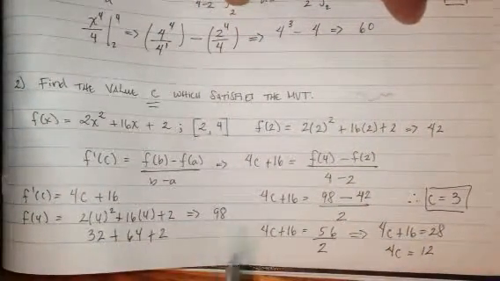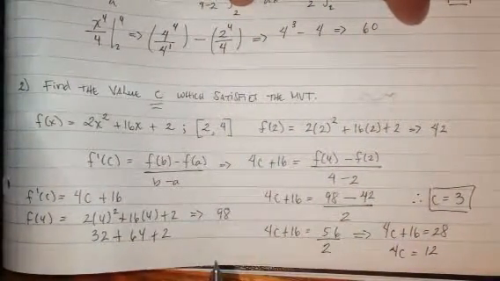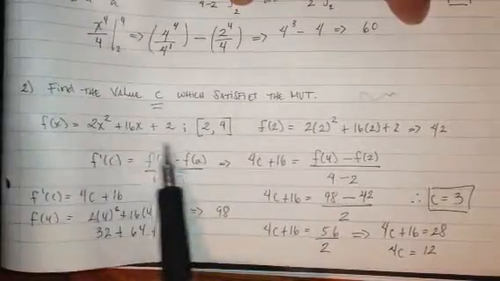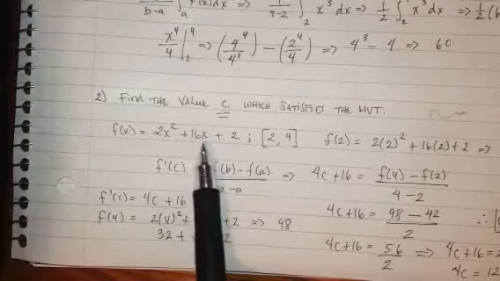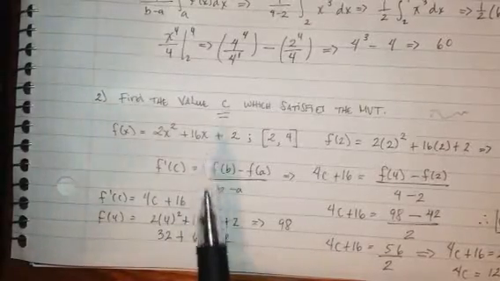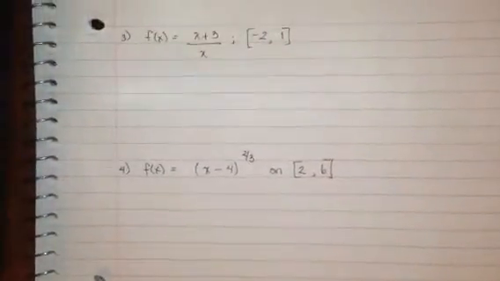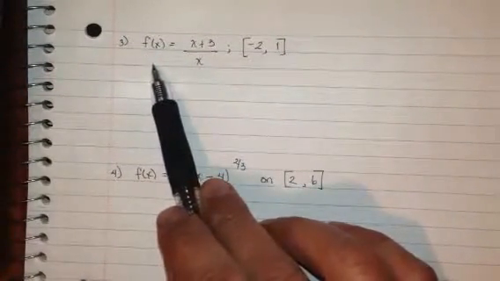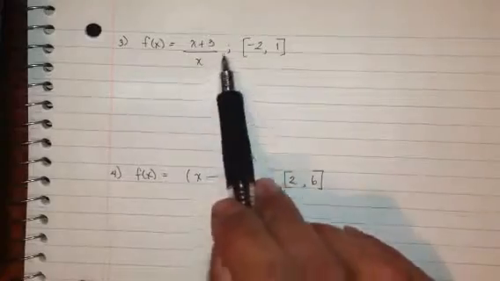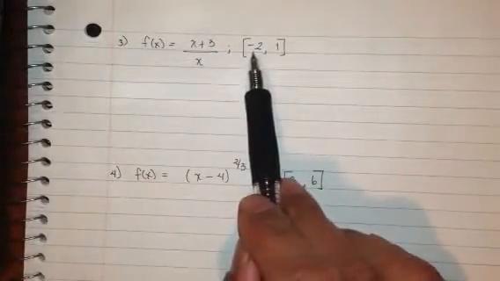Alright guys, so I know that was kind of tedious and long, especially with these polynomials. Now, polynomials, guys, you have to understand they're always continuous, and so that makes it easier. Let's take a look at another example. Let's take a look at number 3 here. Now it tells us the same thing. Find the value of c of this function between the interval of -2 and 1.